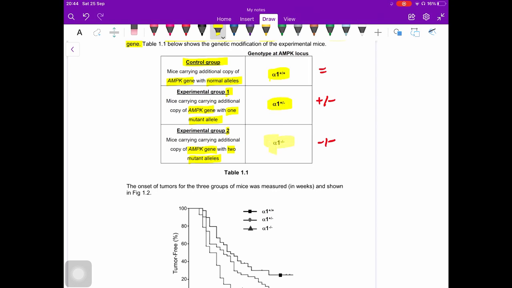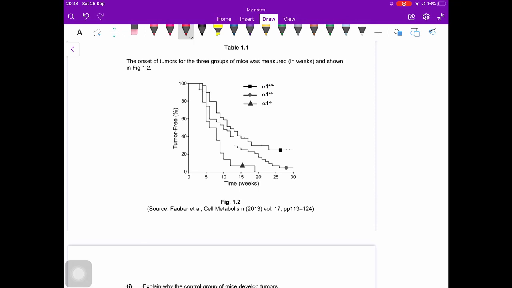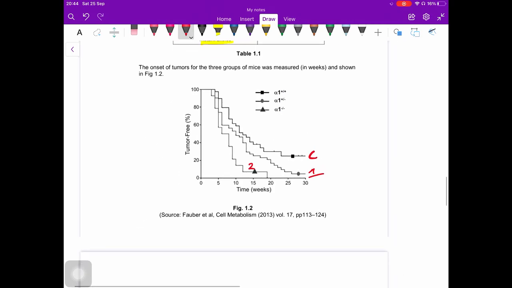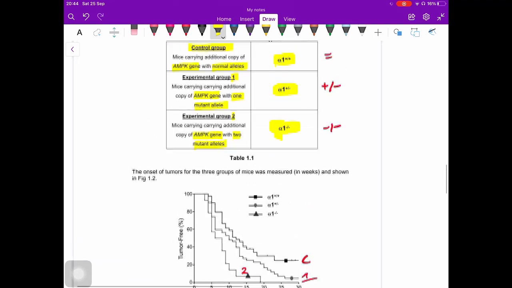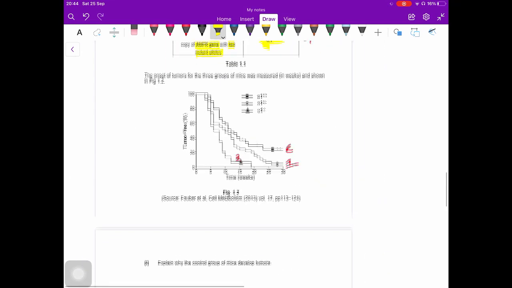Okay, so let's label down on the graph so it's always easier to remember. So the square here is our control group. The circle here is our experimental group 1. The triangle here is the experimental group 2. So if we label it in the exam, it's easy for us to refer to it. And we don't have to refer to the table, then refer back to the graph, then table and graph, table and graph. We just look at the graph and we have all the information we need.